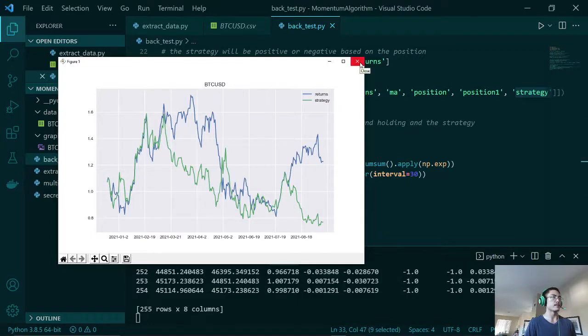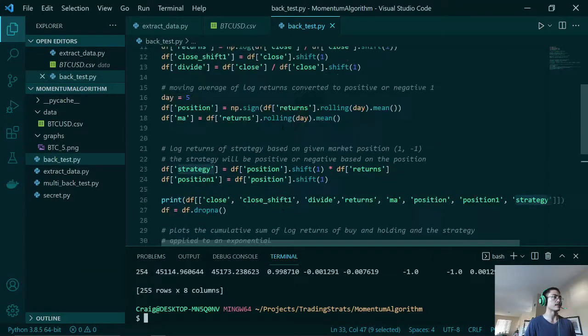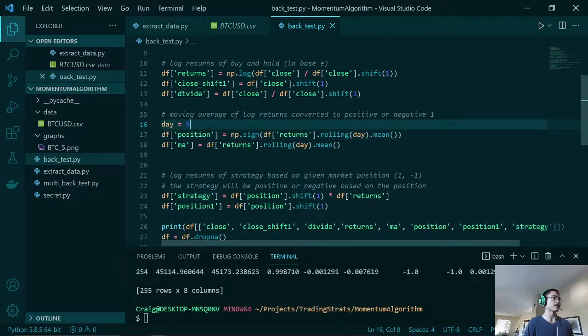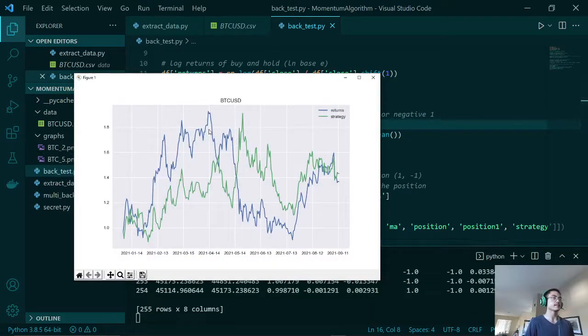That being said, we can obviously try out different days. So let's try out a 2-day moving average. Plot that out. So it seems to be doing a little bit better. It's not quite as good as what we're looking for.